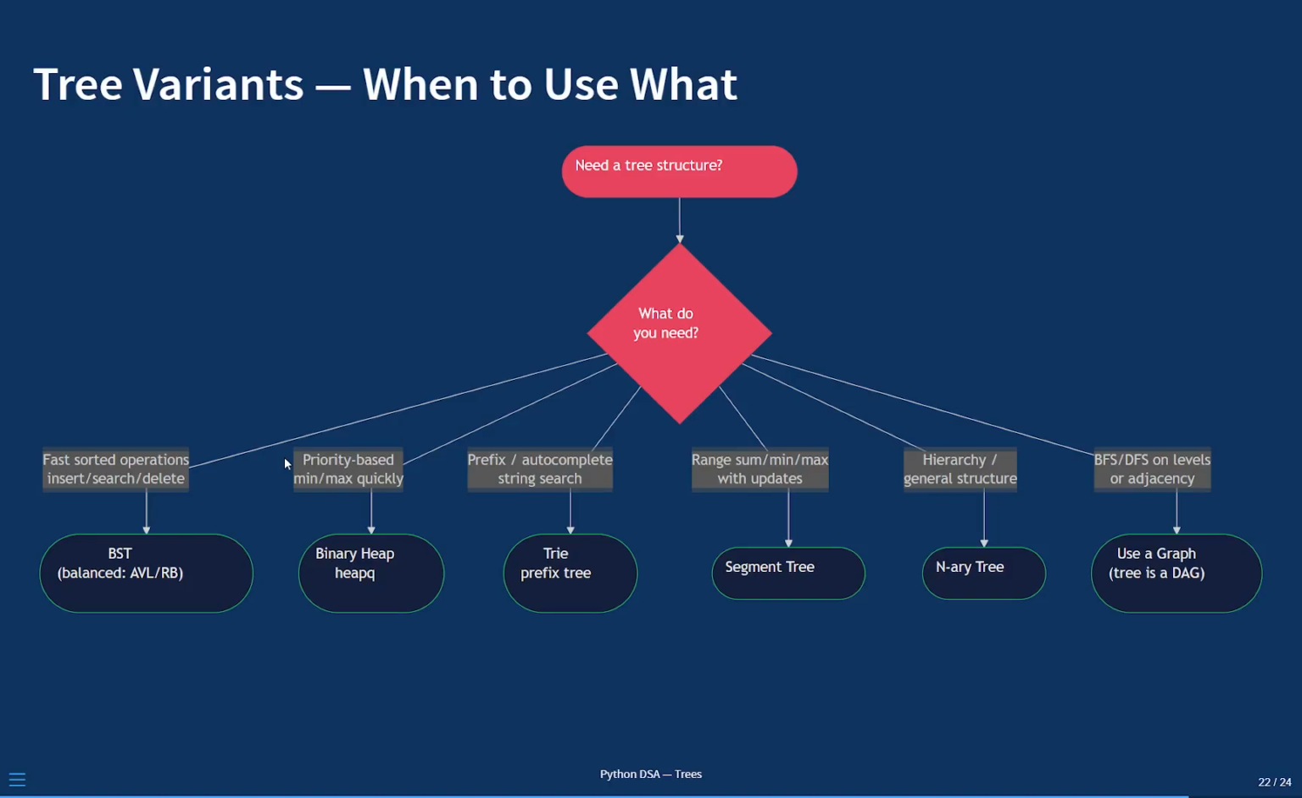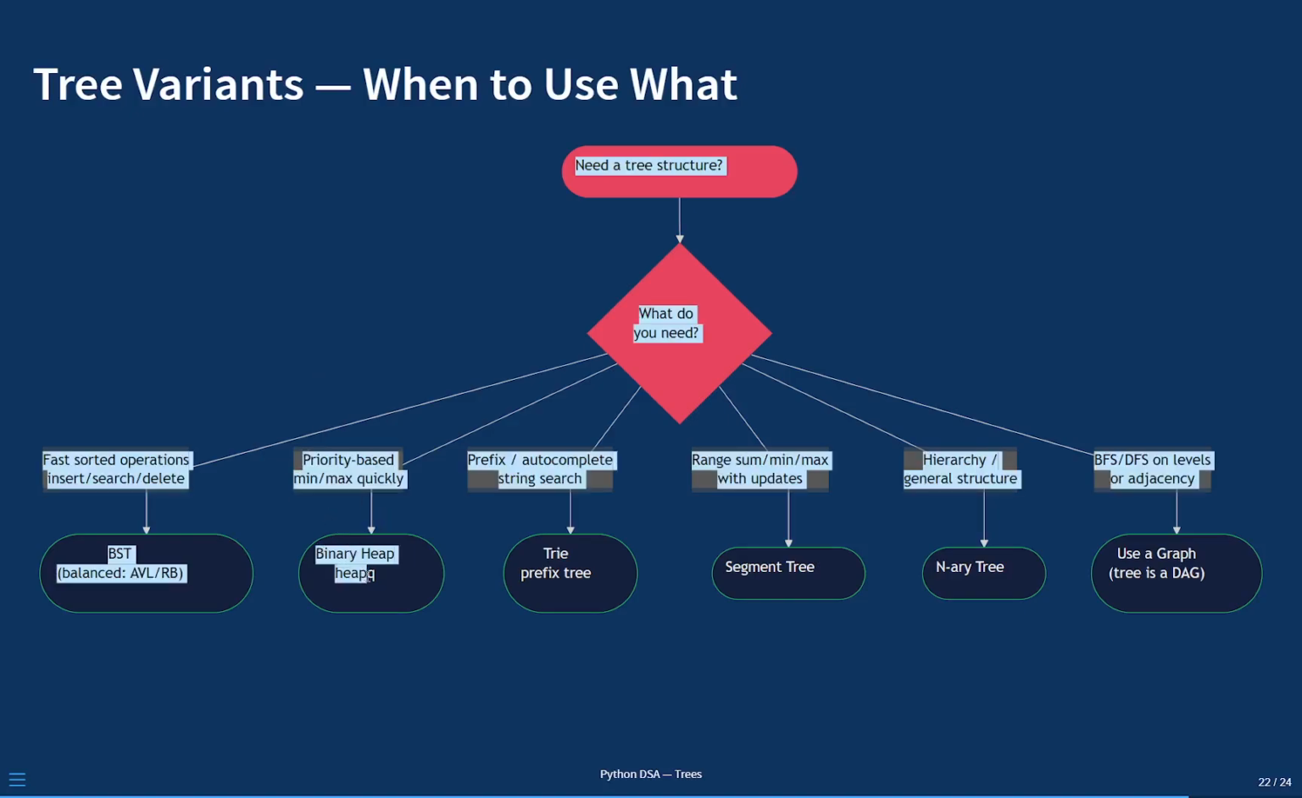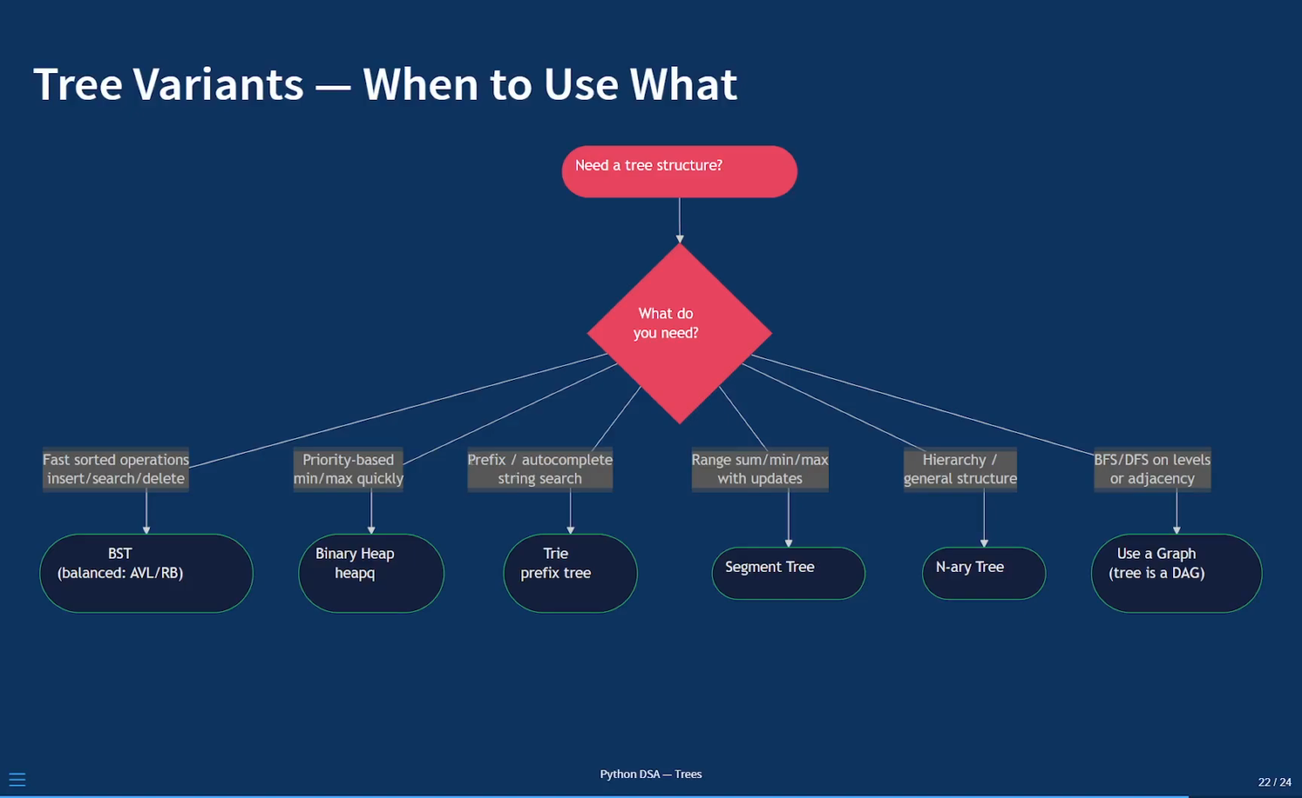You need the minimum or maximum of a dynamic set efficiently. Use a binary heap via heapq. You need prefix matching, autocomplete, or string searching by prefix. Use a trie. You have an array that needs range sum or range minimum queries with point updates. Use a segment tree.